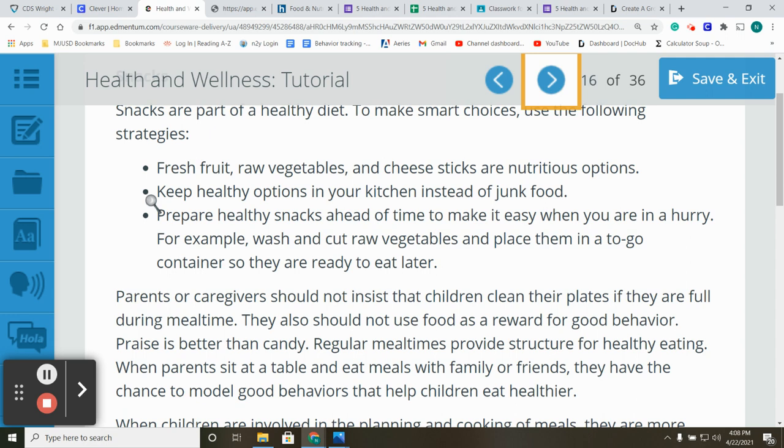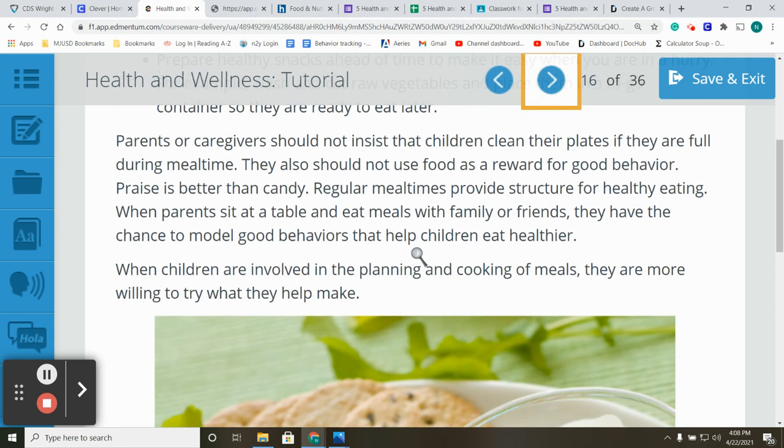Parents or caregivers should not insist that children clean their plates if they are full during mealtime. They also should not use food as a reward for good behavior. Praise is better than candy. Regular meal times provide structure for healthy eating.